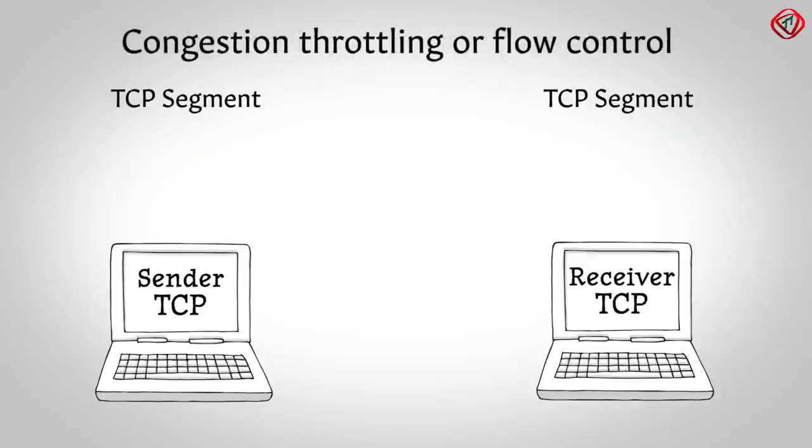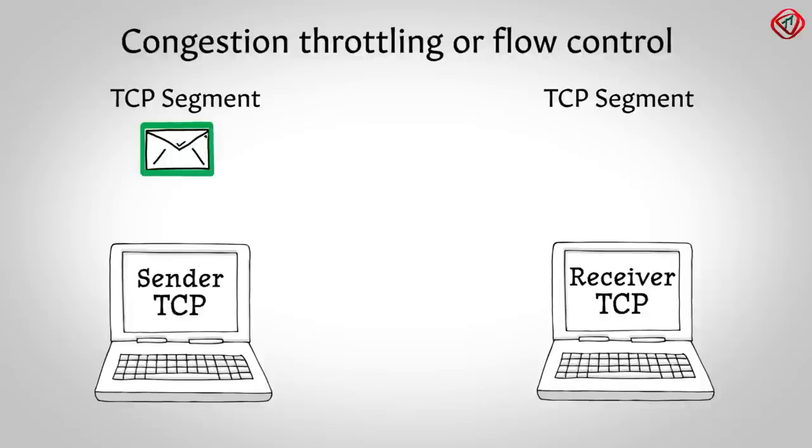Congestion throttling or flow control. The goal for TCP is to send segments to the receiving end as fast as possible without losing them. When TCP first sends the segment, it sets a timer.